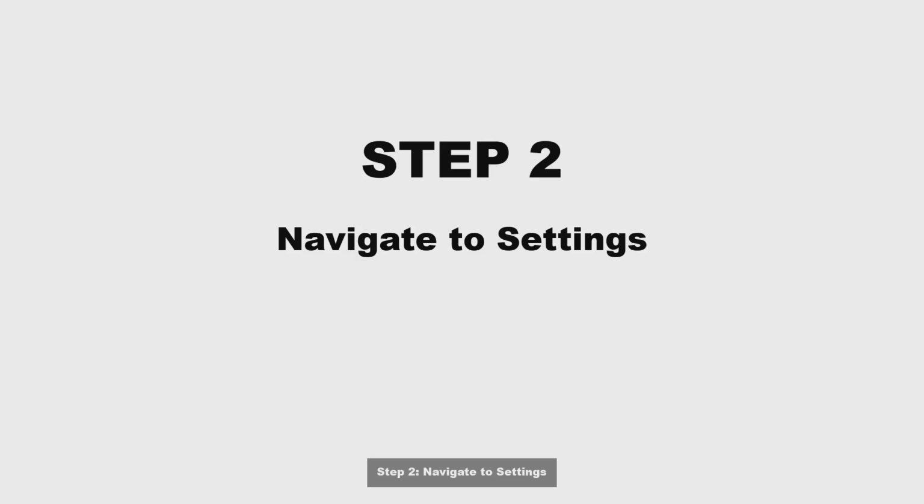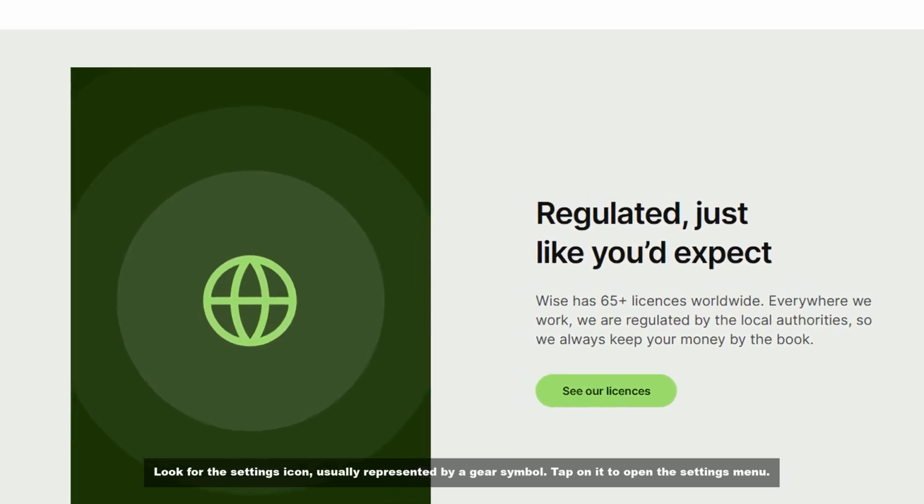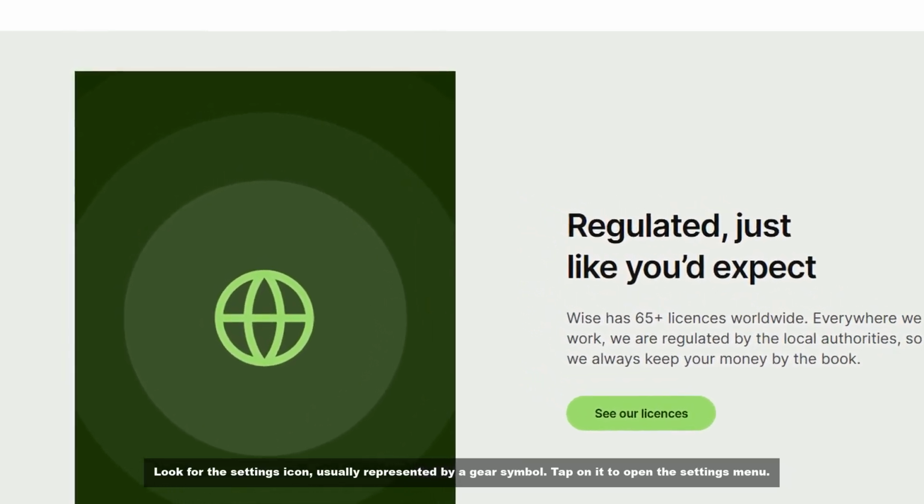Step 2. Navigate to Settings. Look for the Settings icon, usually represented by a gear symbol. Tap on it to open the Settings menu.